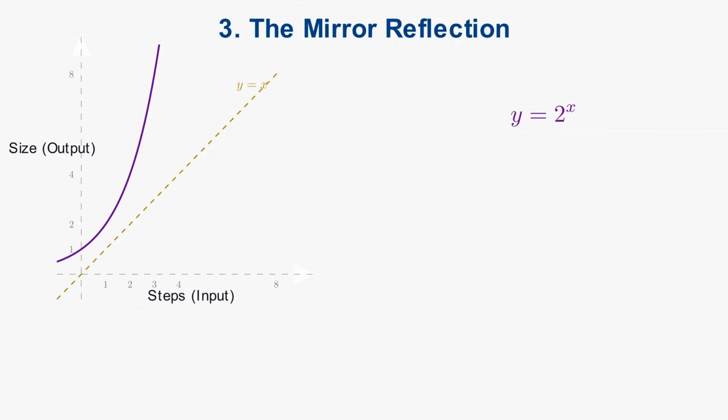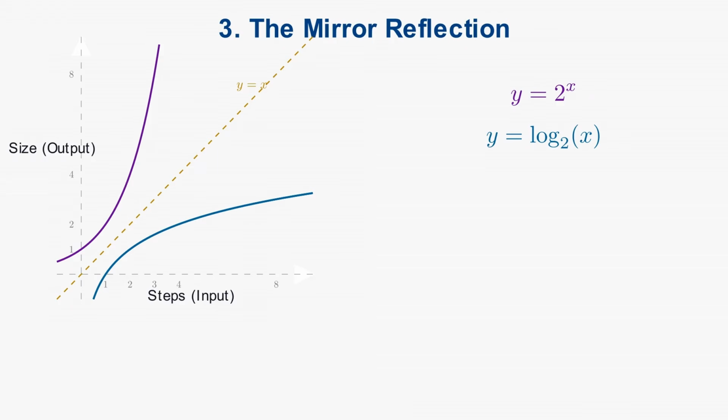To see this reverse machine visually, we draw the diagonal line y equals x. Now, we reflect the entire exponential curve across this line. In a reflection, every point swaps its coordinates. (3, 8) becomes (8, 3). (2, 4) becomes (4, 2). (0, 1) becomes (1, 0).